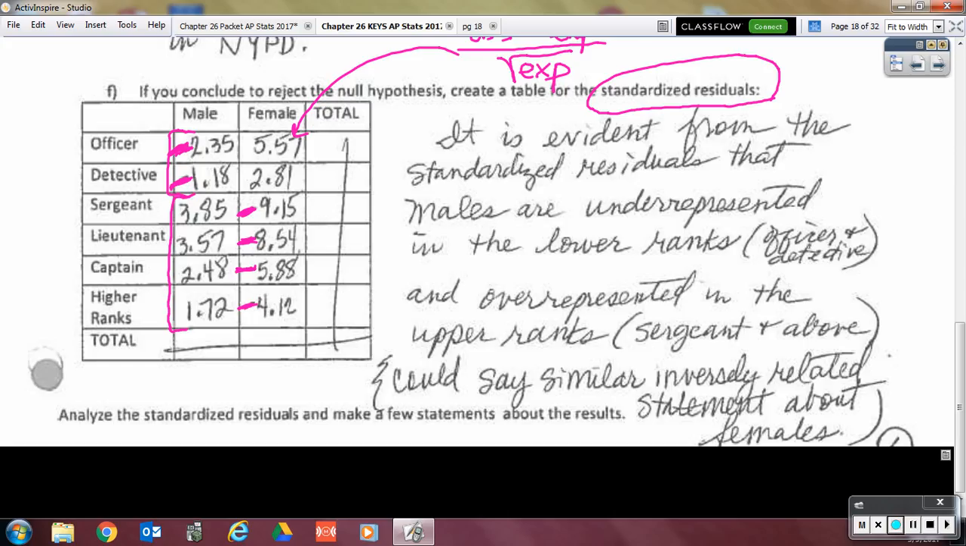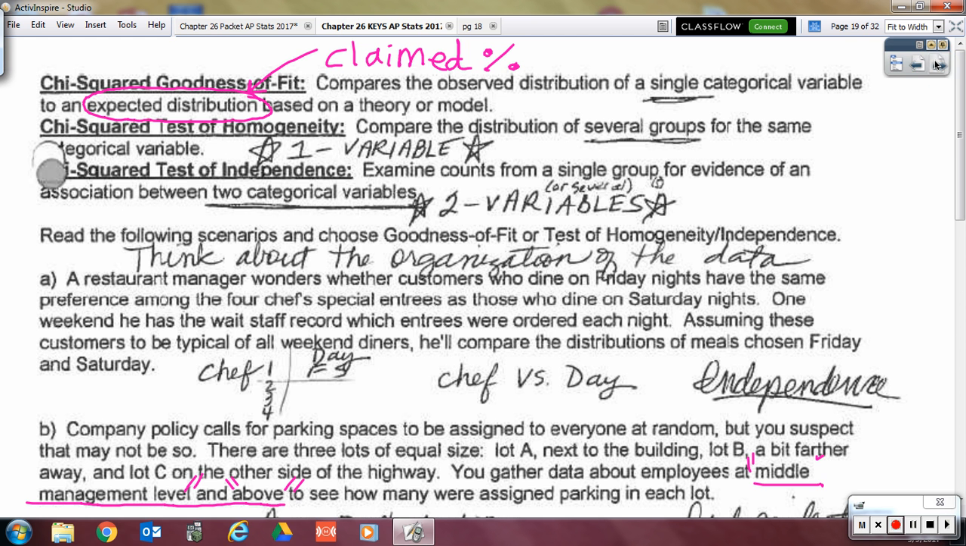Yes. If there was really no pattern going on and those negatives and positives were just sprinkled all over the place, you would think there's not really a relationship going on between the two things. So you would say that gender and rank should have been independent of each other. They shouldn't have really been affecting each other. Very good. Okay. Now let's do this one here.